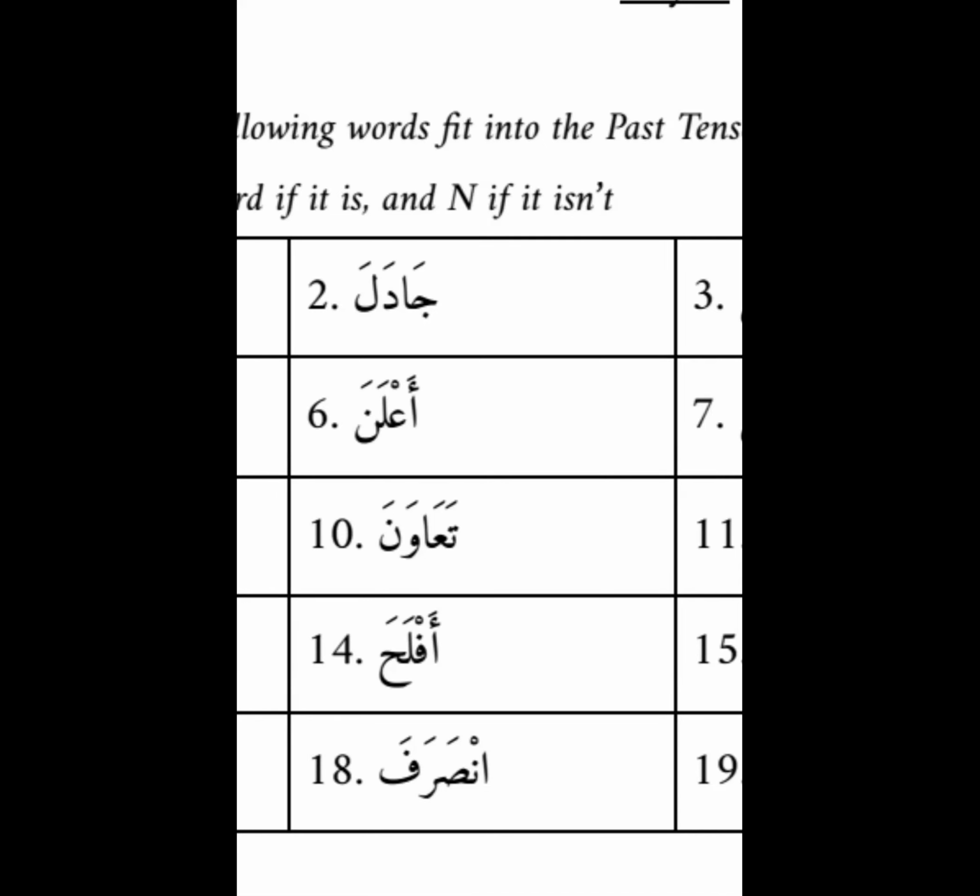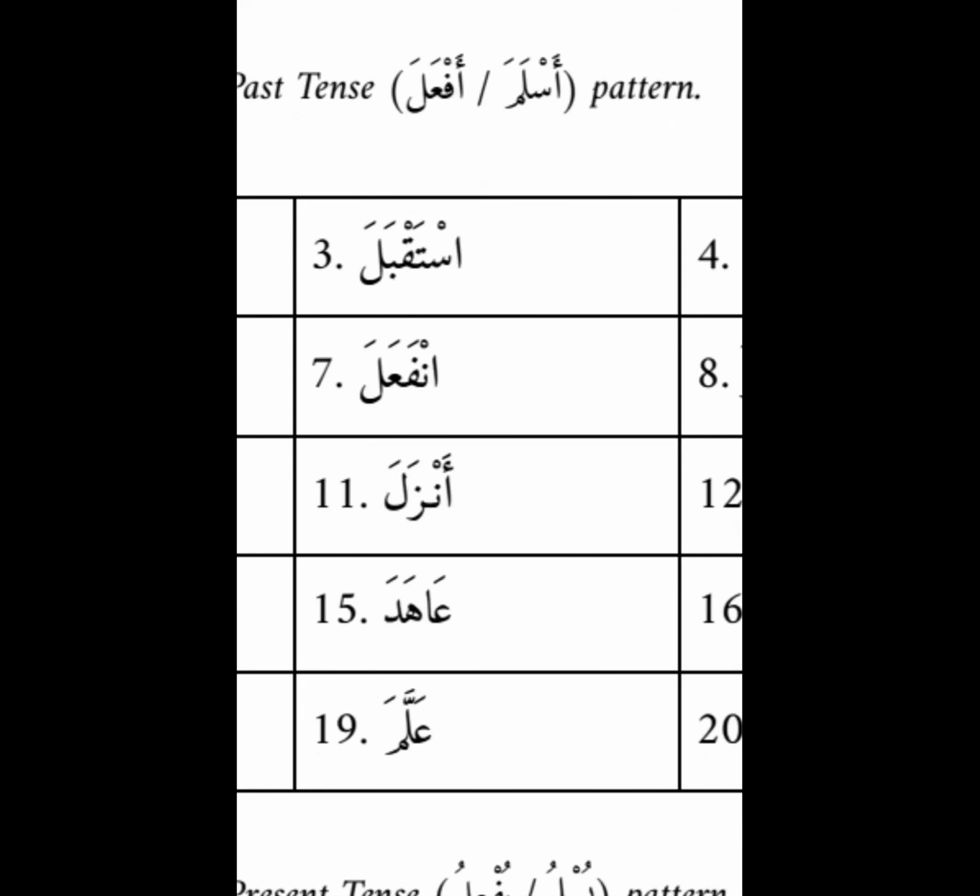So jadala. Jadala, jadala, jadalu, jadalat, jadalata, jadalna, jadalti, jadaltuma, jadaltum, jadalta. The ta comes first. Jadalta, jadaltuma, jadaltum, jadalti, jadaltuma, jadaltunna, jadaltu, jadalna. Excellent. Okay.